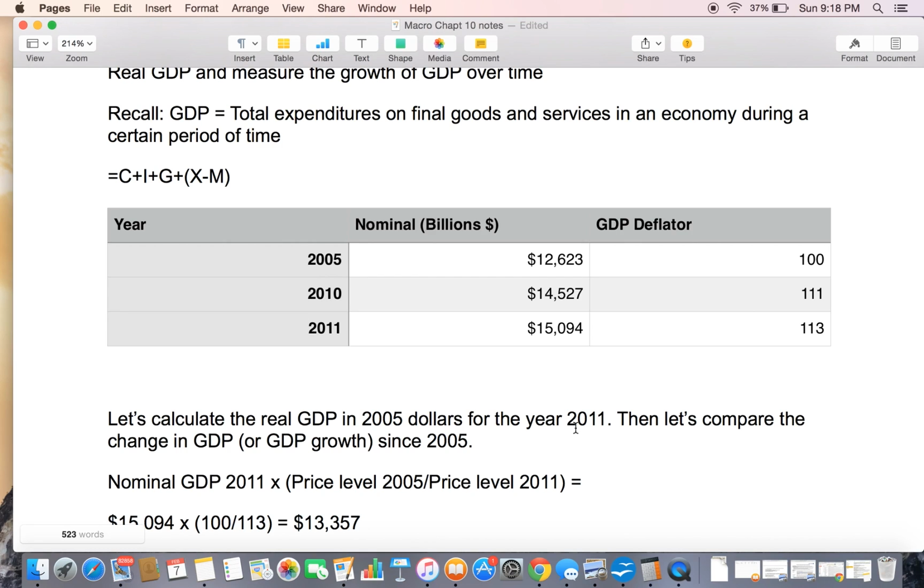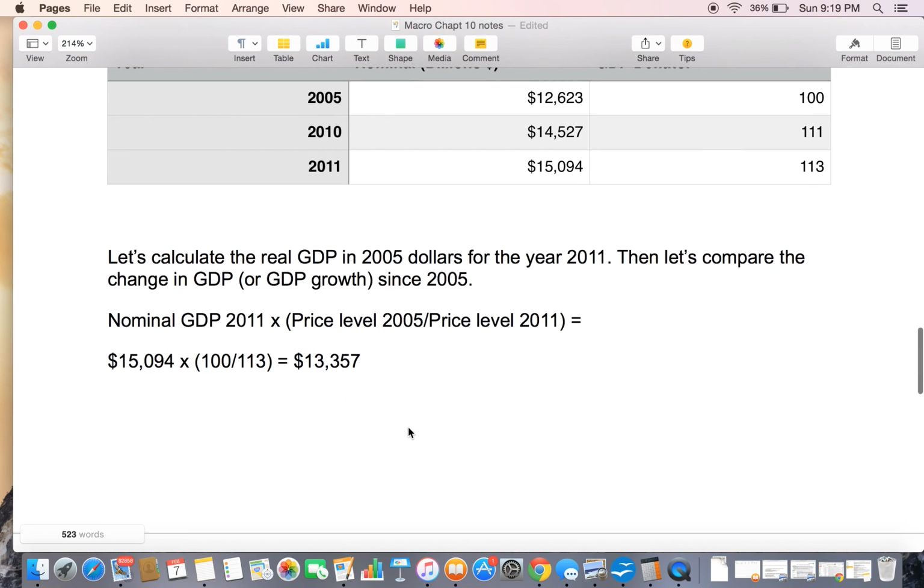How about we compare the year 2011 to the year 2005? So we want to see how much real GDP growth there was between 2011 and 2005. The first thing we need to do is to get nominal GDP in 2011 back into 2005 dollars. Because there is inflation, because prices are generally increasing, a dollar today is not the same as a dollar tomorrow or as a dollar 10 or 15 years ago. So we need to account for this difference by using our GDP deflator to do so.